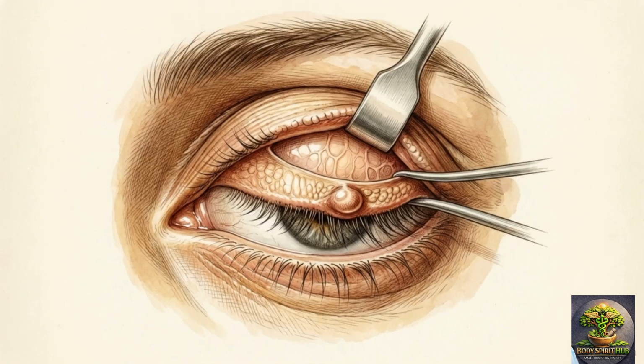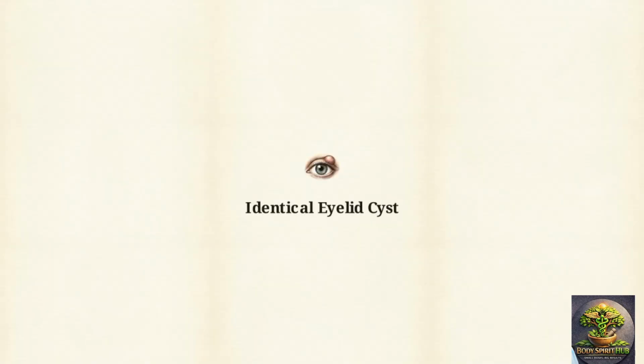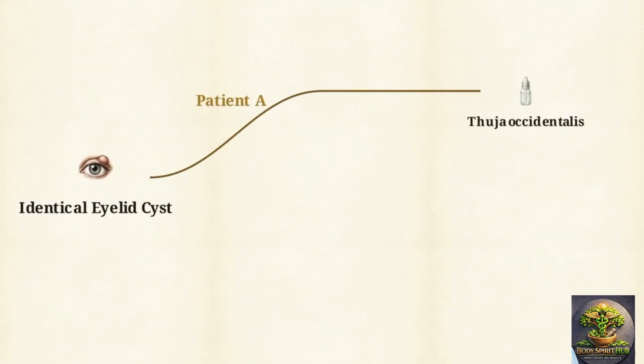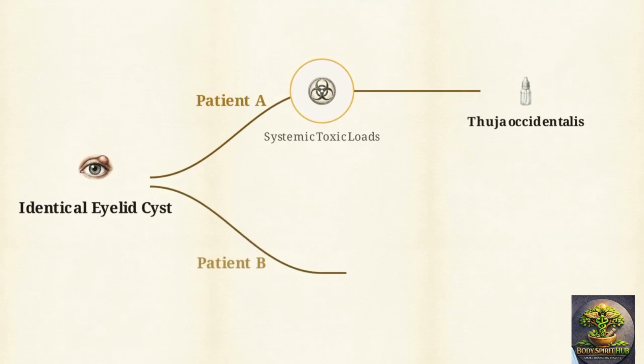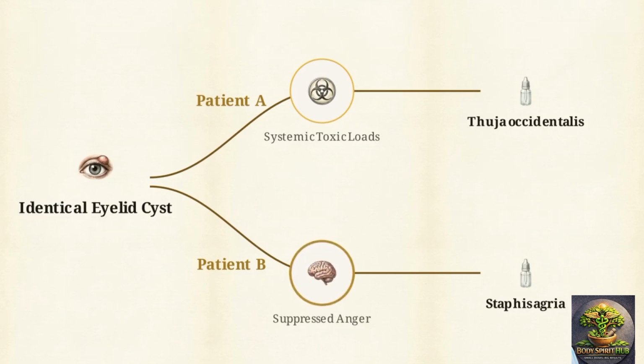The complexity of this systemic approach becomes clear when addressing the final axiom of individualization, particularly in localized pathology like meibomian cysts. Consider 2 patients with identical eyelid cysts. Their histories demand different interventions. Patient A requires thuja occidentalis, driven by a systemic history of distinct toxic loads. Patient B receives staphysagria, mapped through a psychosomatic profile linking the cyst to deeply suppressed anger.